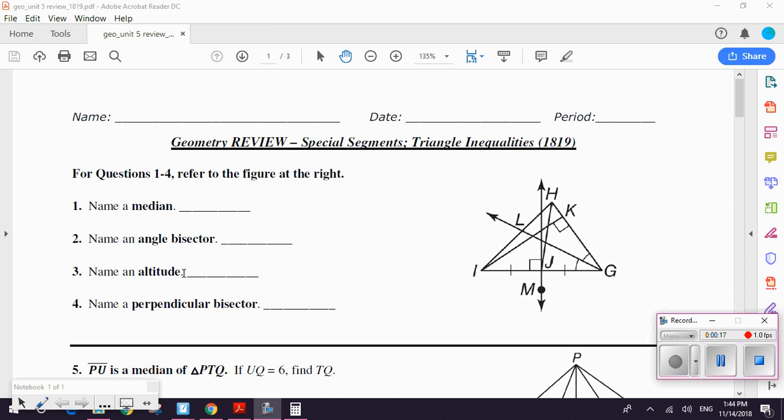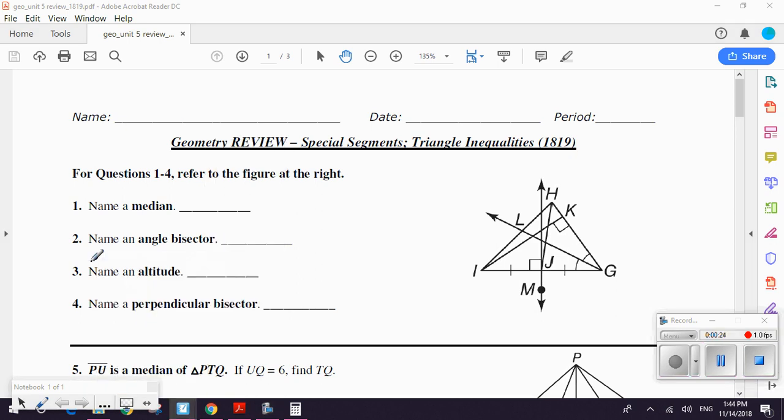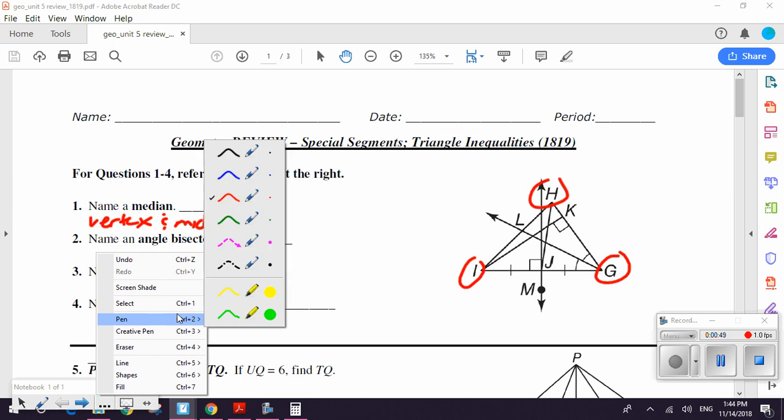Things to remember about a median is that it must start at a vertex and it must go through a midpoint of the other side. So you need a vertex and a midpoint. So the vertices of this triangle are I, H, and G. So I have to start at one of those corners and end up at a midpoint.